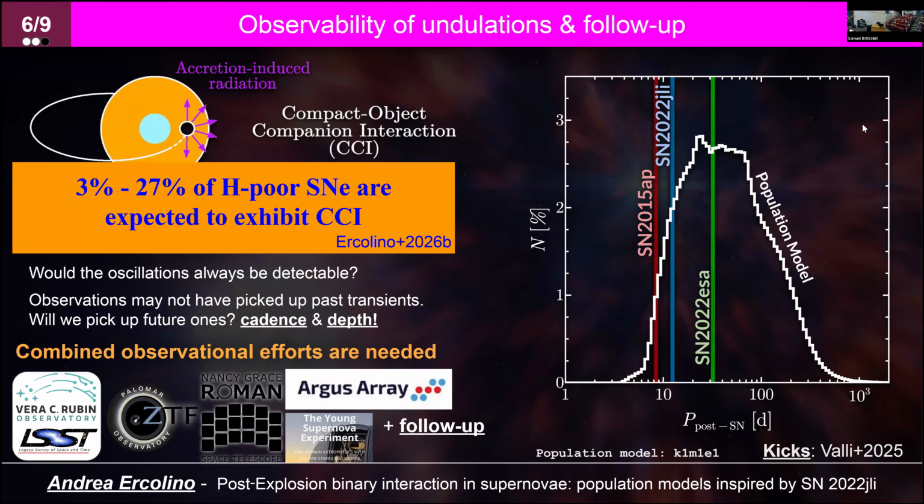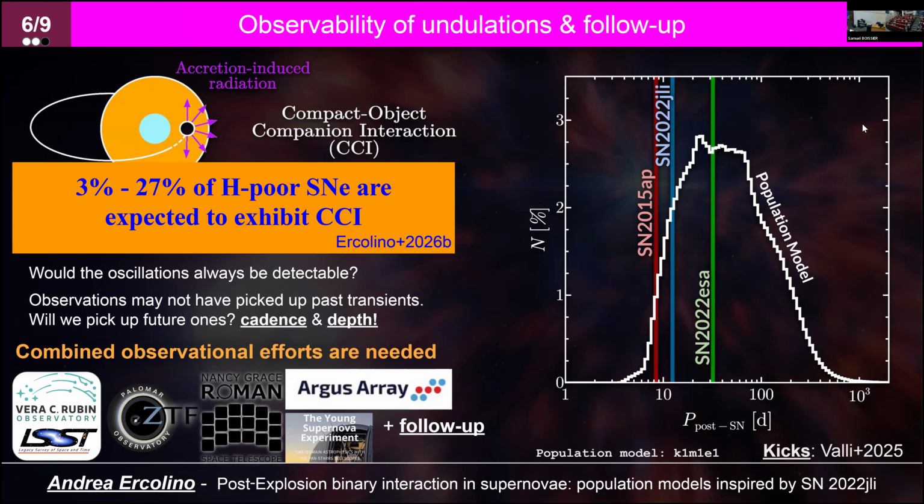And to give you an example of expected orbital periods that we find, well, it's quite large. So it's something from between a few days to even up to 1,000, which is not really constraining. But what I want to highlight here is that we have 3 non-superluminous supernovae with these undulations, 15AP, 22JLI, and 22ESA, which, well, a bit trivially fall within our inferred distributions from the population models.